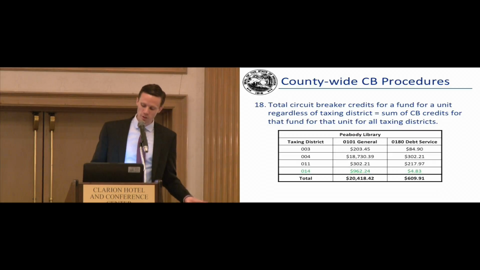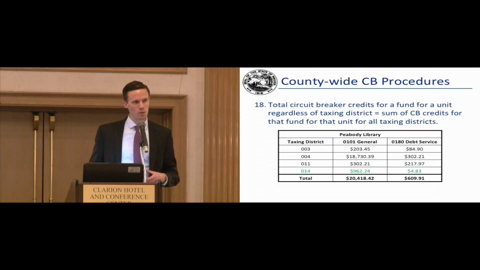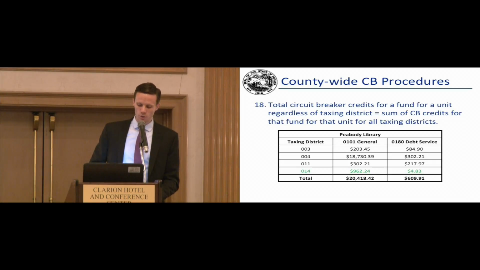Now we go back to the individual unit, and we're going to allocate it by that proportion, and we know that the unit's going to receive $950.67 in circuit breaker credits that then has to be allocated to the individual funds for that taxing unit within that taxing district. So now if we go back to thinking about the individual funds, we pull in this total bucket circuit breaker amount for the taxing district. We're going to multiply this by the percentage that's allocable to this particular fund.